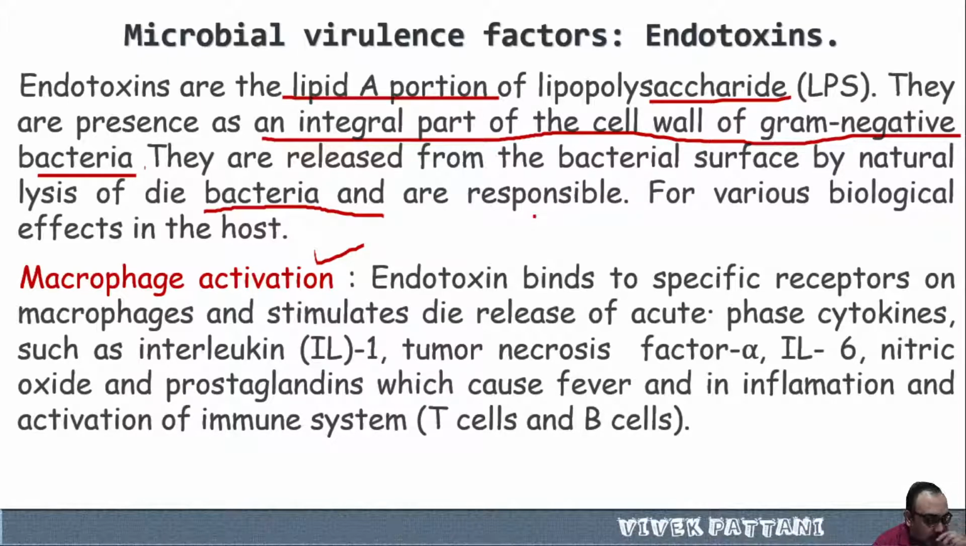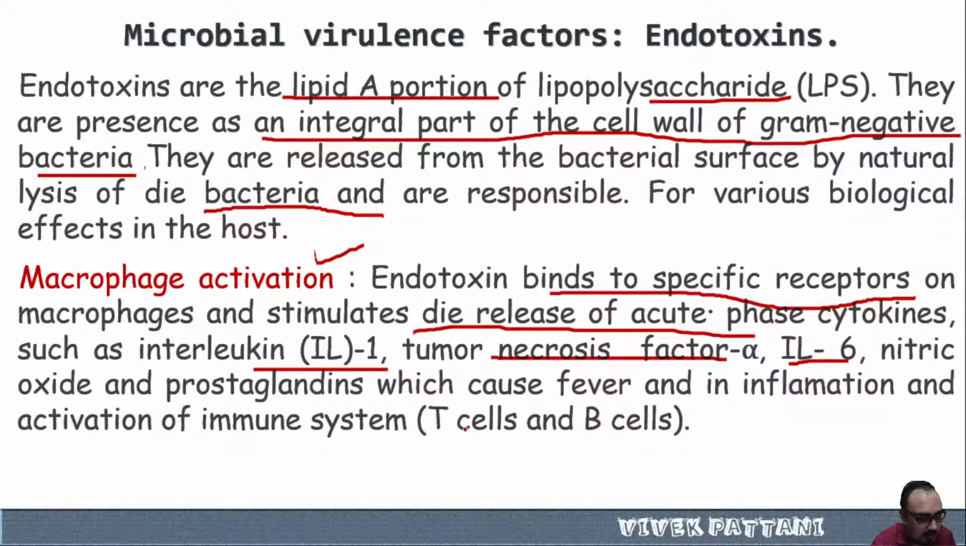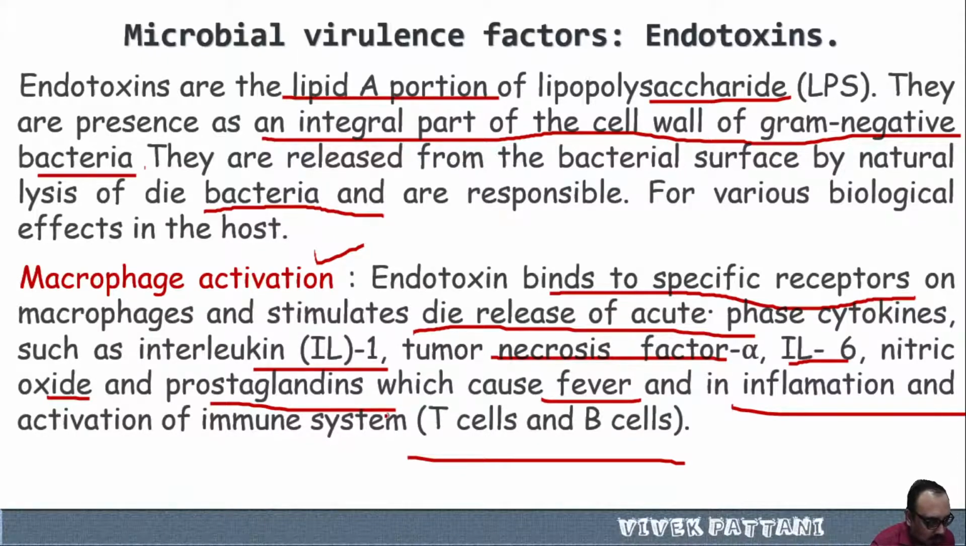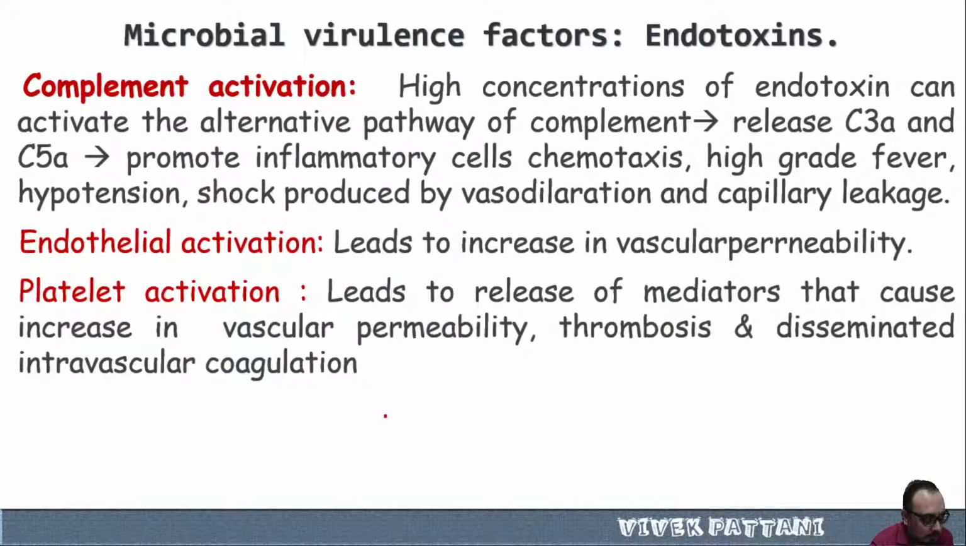the macrophage activation. Basically, endotoxin binds to specific receptors on the macrophages and stimulates the release of acute phase cytokines such as interleukin 1, tumor necrosis factor, IL-6, nitric oxide and prostaglandins, which cause fever, inflammation and activation of immune T and B cells. Next comes the complement activation.